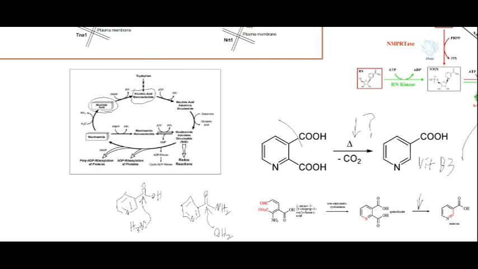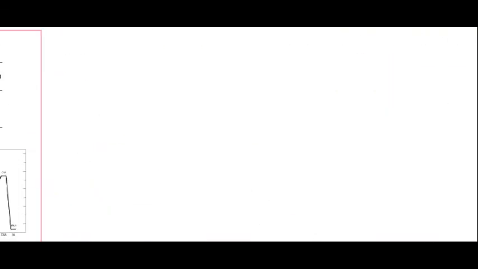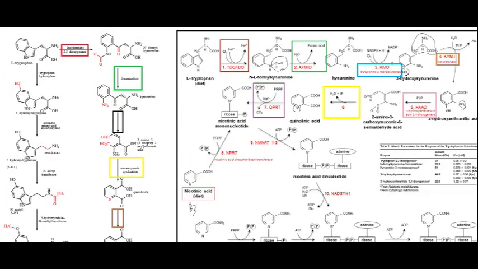But anyway, like I said, this seems to show that we need to go through this nicotinic acid mononucleotide step in order to get to the nicotinic acid, which can then be circulated back in to generate more nicotinic acid mononucleotide, which can then be used to generate nicotinamide adenine dinucleotide, which is used for redox reactions. But that is the vitamin B3 biosynthesis pathway.